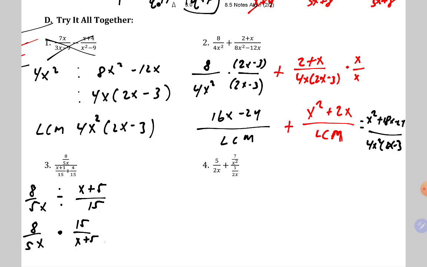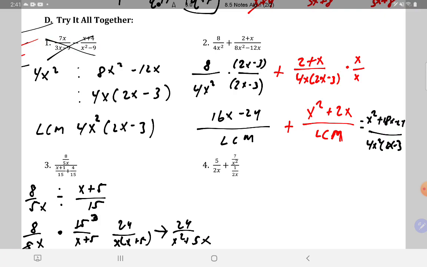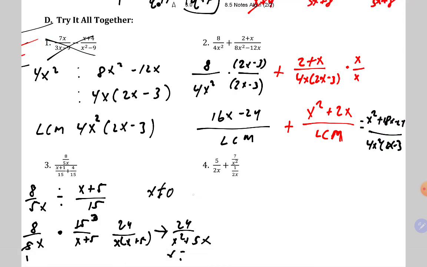Multiply straight across the top, straight across the bottom. Actually first, 15 divided by 5 is 3, so I'll get 8 times 3, which is 24, over x times the quantity x plus 5, which becomes 24 over x squared plus 5x. And remember, x cannot equal 0, or x cannot equal negative 5.